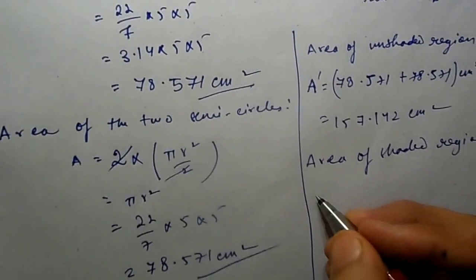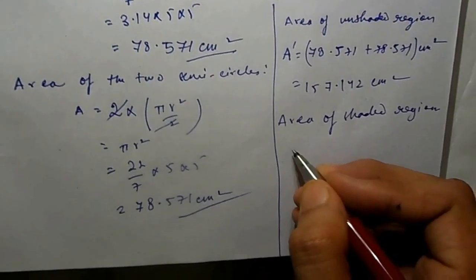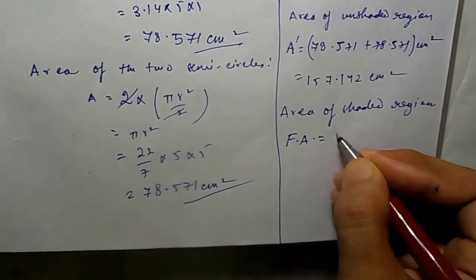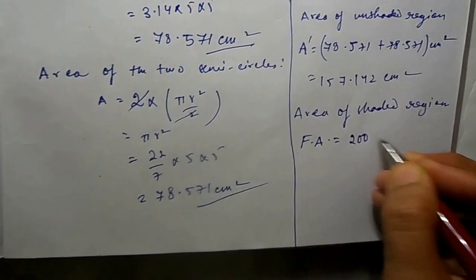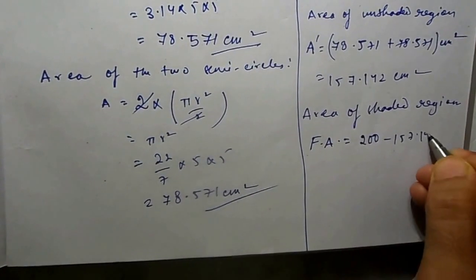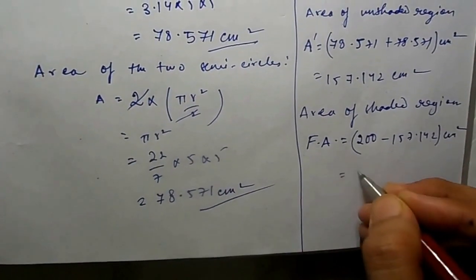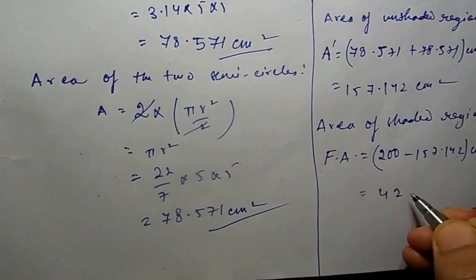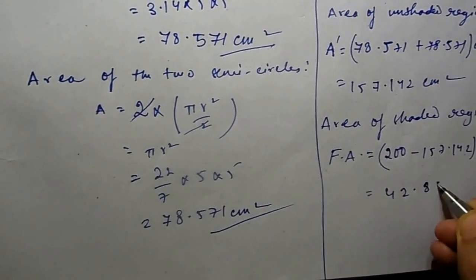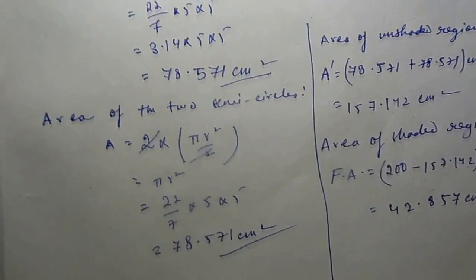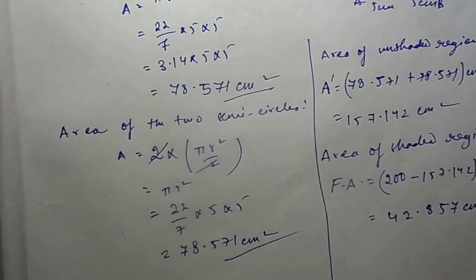Now area of the shaded region, let's call it final area FA, is equal to area of the rectangle, that is 200, minus 157.142 centimeter square, and that is equal to 42.857 centimeter square. Now after the decimal place you cannot say 857, you have to say 8, 5 and 7.